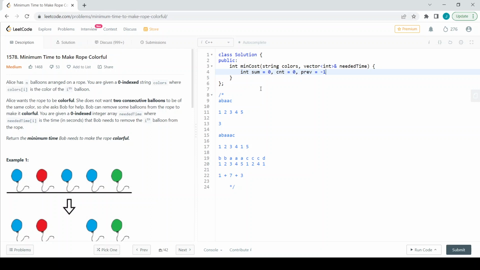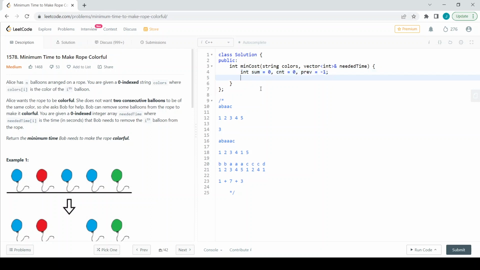For this approach, the time complexity will be order of n, and the space complexity is order of 1. So it is linear in nature. So this should get accepted. So let us try to go further. Previous is -1. So what are the other variables? We also want to keep track of the max so far. Max so far, initially I can have it as 0.